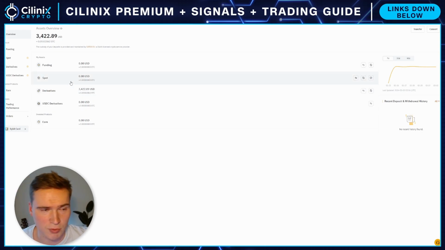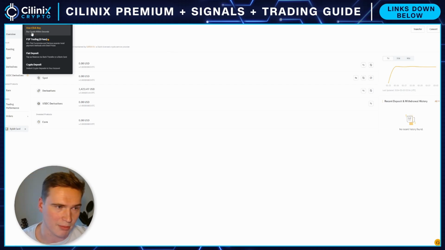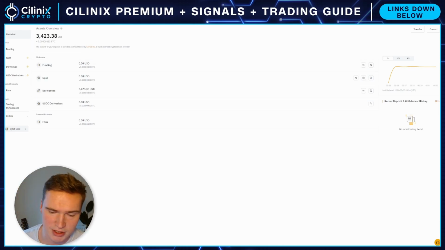So what you do is you want to have money in your spot wallet. There are different ways to do that. You can just deposit crypto from a different exchange, for example. You can also buy crypto via Bybit, and they have a lot of options for that. Like here in the Netherlands, you have iDEAL, and you have a SEPA transfer in Europe. A lot of ways to do that. But then you'll have money in your spot wallet.